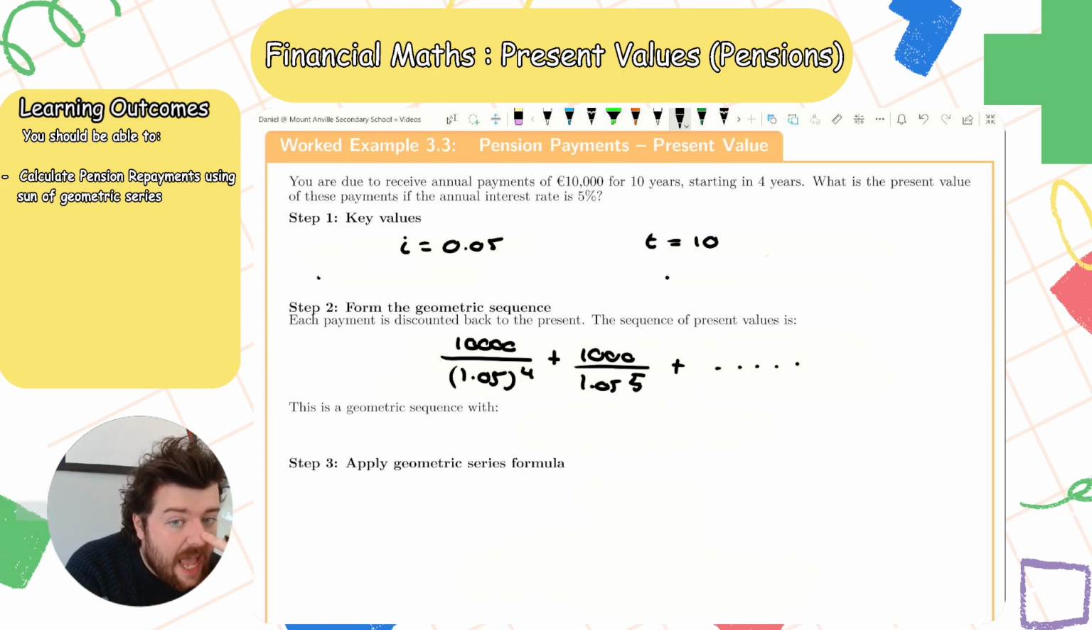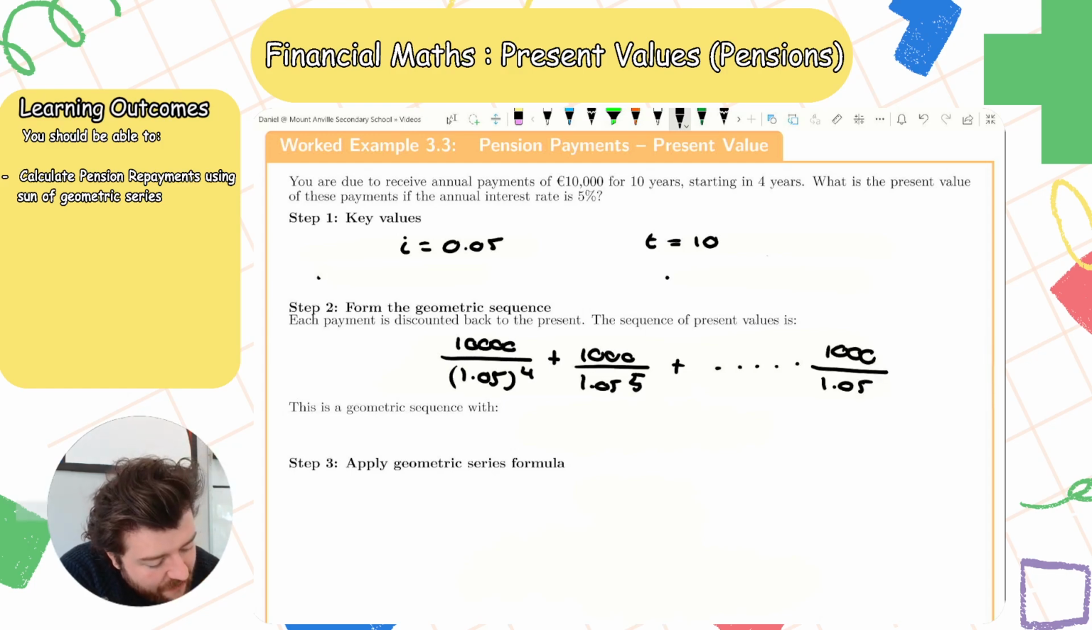My last payment then: I'm receiving an annual payment of 10,000 for 10 years. So my 10th payment will be, so 4, 5, 6, 7, 8, 9, 10, 11, 12, 13. So it's 13 years. In 13 years, I will receive my 10th and final payment. So that's going to be 10,000 all over 1.05 to the power of 13.